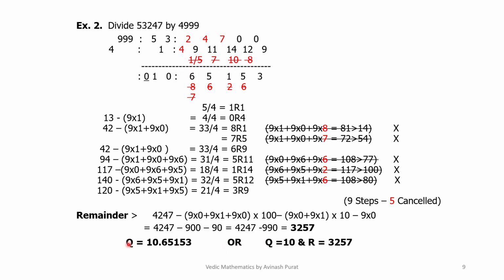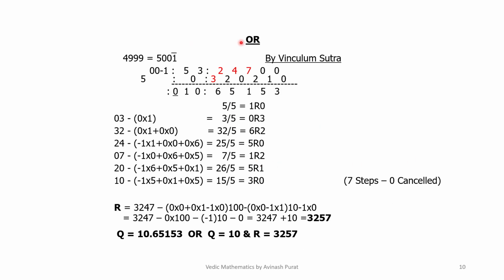So the quotient is 10, and the remainder is 3257. If we take the help of the Vinculum Sutra, 4999 becomes 500 bar 1. So 53,247 divided by 500 bar 1.